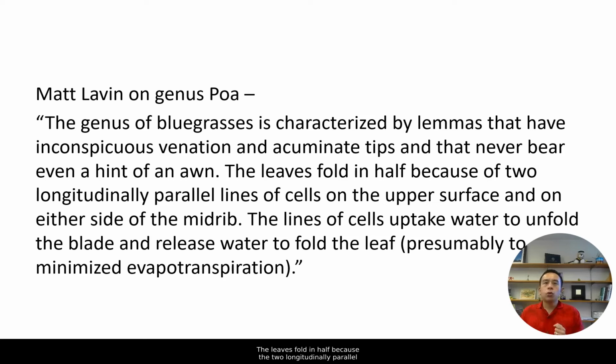The leaves fold in half because the two longitudinally parallel lines of cells on the upper surface on either side of the midrib make them naturally fold, and the lines of cells take up water to unfold the blade, and then they become unfurled.